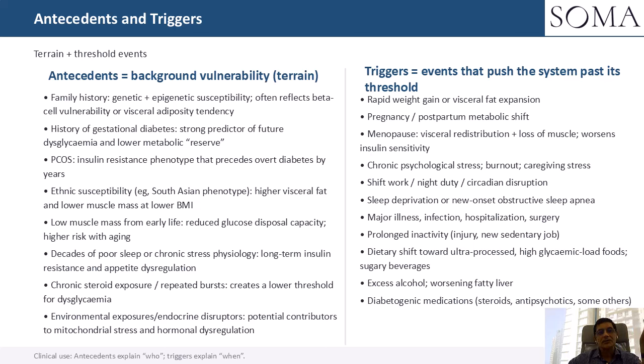Then another antecedent, you can say poor sleep patterns established for decades. If someone has been sleeping 5 to 6 hours for 20 years, their insulin sensitivity is often impaired long before they have become diabetic. Then long-term steroid exposure or recurrent steroid bursts. The metabolic vulnerability is higher, even if the glucose is normal today. Understand that. Environmental toxin burden and endocrine disruptors. It's also a very important antecedent. This is a very complex area, but the key functional principle is that chronic exposures may contribute to mitochondrial stress, inflammation and endocrine dysregulation in susceptible individuals.